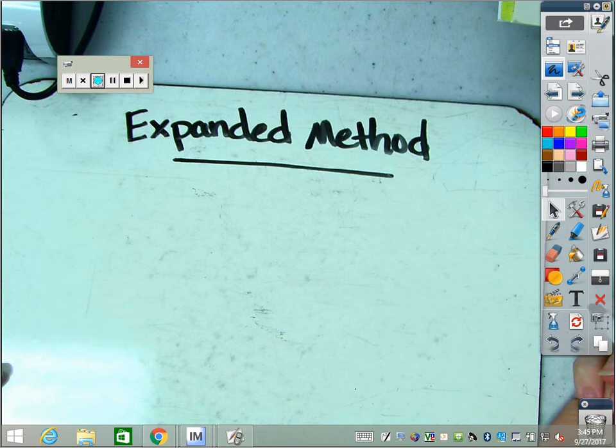We're going to review how to do the expanded method just to help you out on your homework tonight. Today in class we talked about how to write a number in expanded form, and this was something we learned in our last unit on place value.